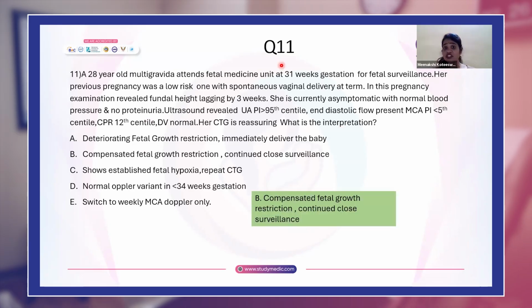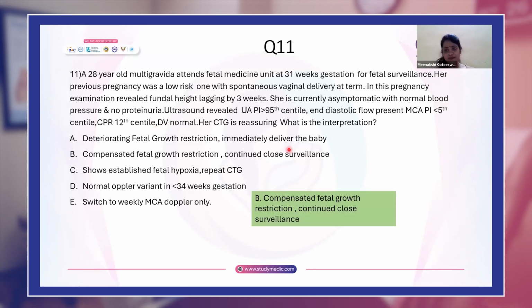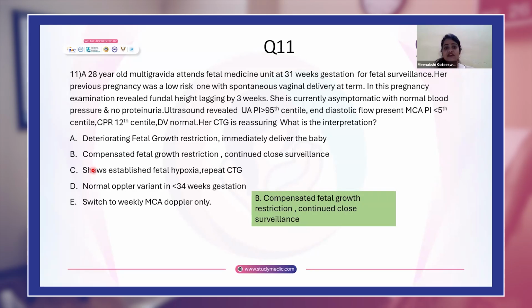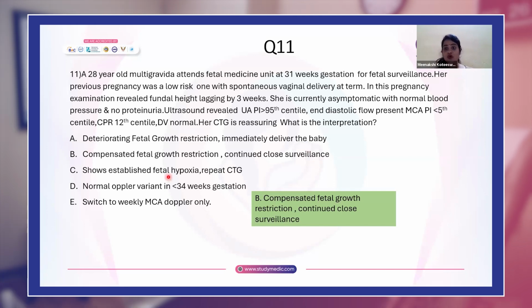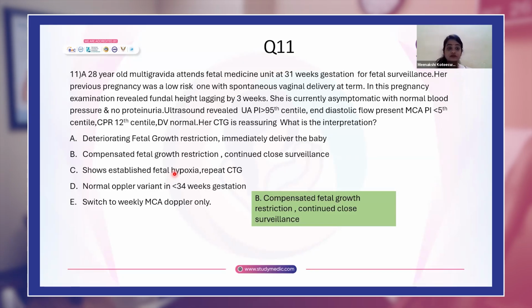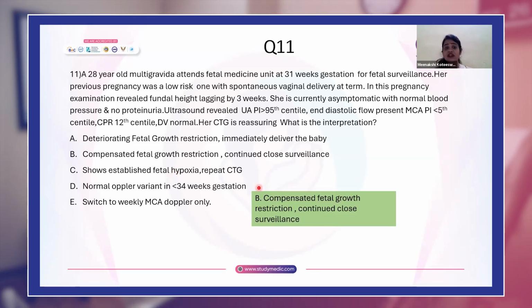So in this, you know that she's at 31 weeks currently. Deteriorating fetal growth restriction, immediate delivery not required. Compensated fetal growth restriction, continued close surveillance. Yes, this is one of the possibilities. Shows established fetal hypoxia? No. When the CPR is completely compromised, that's when you call it fetal hypoxia, the brain sparing effect. Otherwise, here it doesn't look like so. Normal Doppler variant in less than 34 weeks? Obviously, this is not a normal Doppler variant. Switching to weekly MCA Doppler only? No, just doing MCA Dopplers is not sufficient.